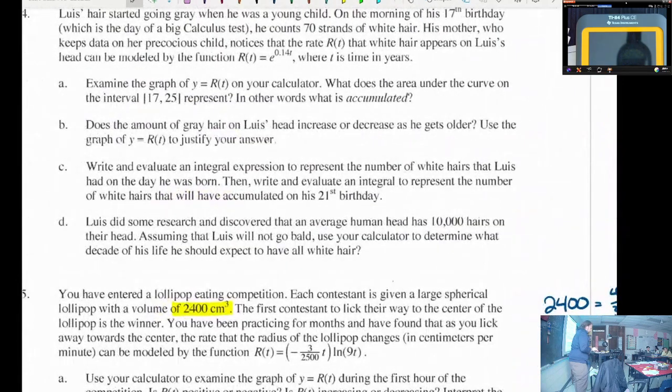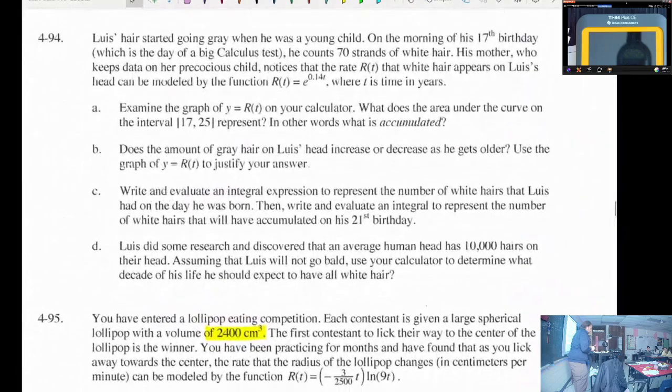Logarithms. Which part? D? Yeah, but 10,000 doesn't equal e because this is the rate. Well, the problem is that you don't have the original function. You have the rate function.